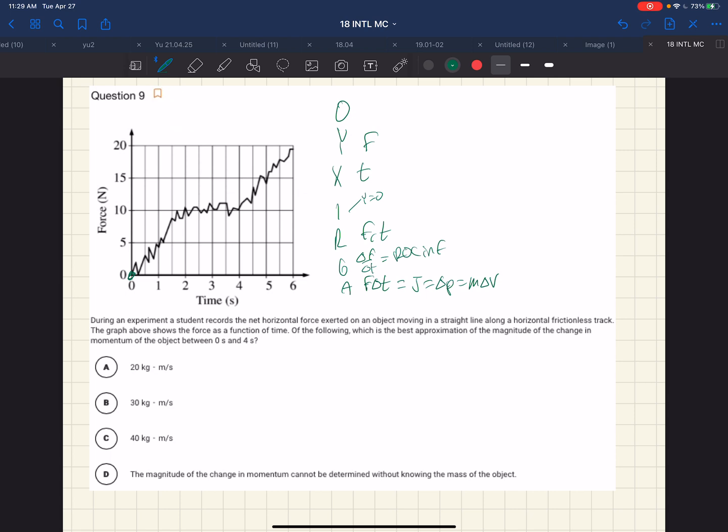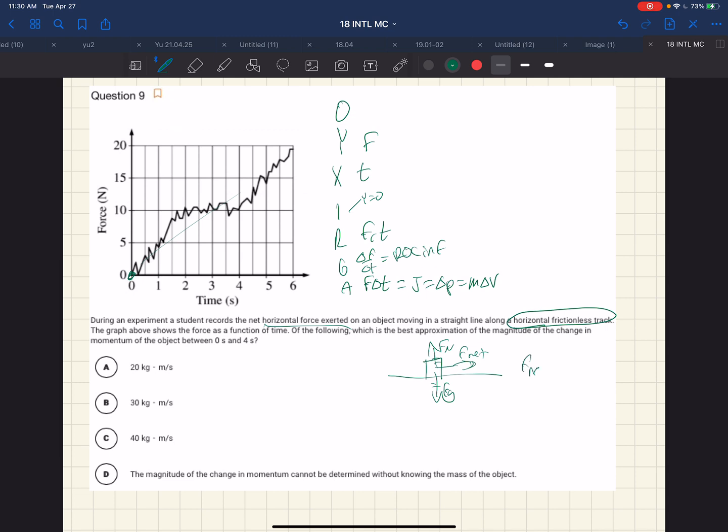All right, so a student records the force exerted on an object moving in a straight line on a horizontal frictionless track. So if we have a cart on a frictionless track and there is a force applied to it, there's no friction. So yes, there's a force of gravity, and yes, there's a normal force, but those are perpendicular to each other. So the net force is just this applied force, which we can see is variable. It varies from 0 up to this number, about 20.